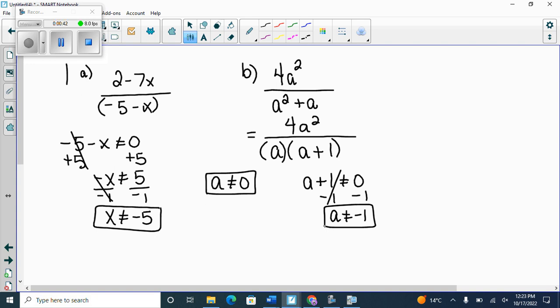So I go 0 squared plus 0 is 0, so that's good. Then I put a -1. -1 squared plus -1 is 0.